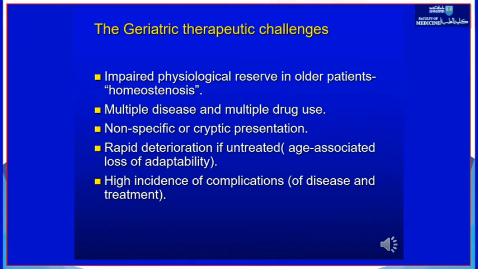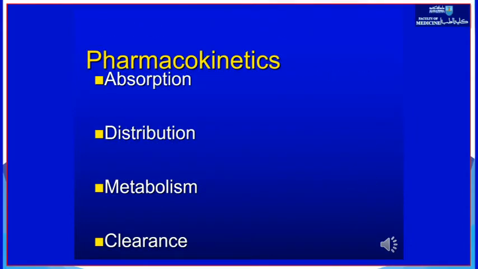The best example I can give you is urinary tract infections, which is a very important issue in elderly patients, especially elderly females, where instead of presenting in the typical manner as in young adults with dysuria and fever, the initial presentation may be in the ER, where they come in an acute confusional state, what is termed delirium. In the elderly, there is also rapid deterioration if they are not treated quickly due to age-associated loss of adaptability, and there is a high incidence of complications both due to the disease itself and due to treatment. In the elderly, changes occur in the pharmacokinetics, which is everything that has to do with the absorption, distribution, metabolism, and clearance of drugs.